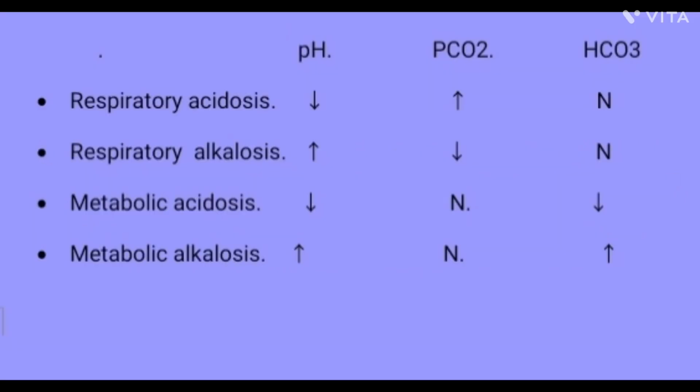In respiratory acidosis, pH is decreased, PCO2 is increased, and HCO3 is normal. In respiratory alkalosis, pH is increased, partial pressure of carbon dioxide is decreased, and bicarbonate is normal. In metabolic acidosis, pH is decreased, PCO2 is normal, and HCO3 is also decreased. In metabolic alkalosis, pH is increased, bicarbonate is also increased, and partial pressure of carbon dioxide is normal.